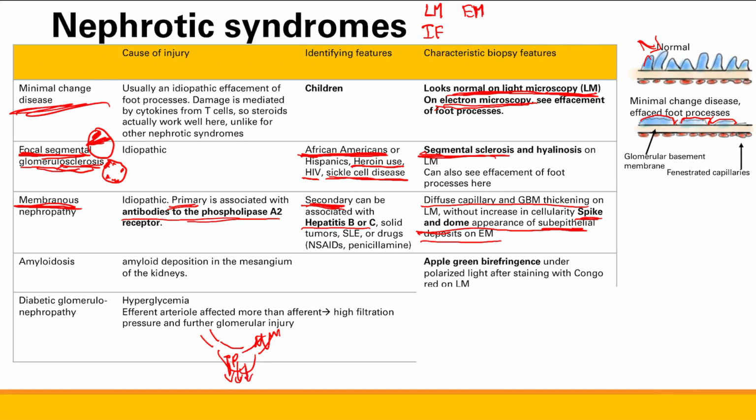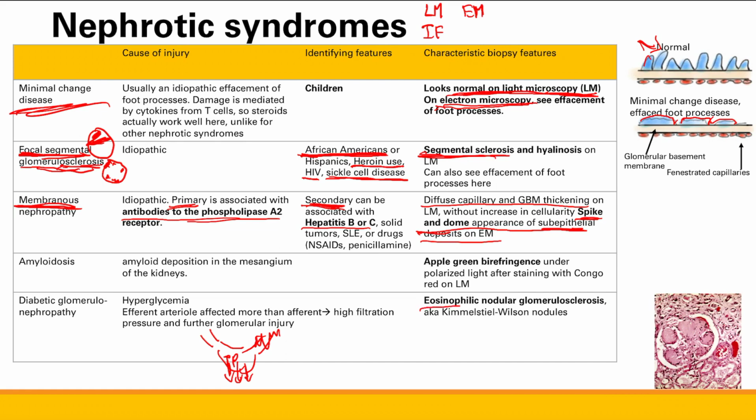The characteristic feature here, and this is a gimme if you ever see this, is eosinophilic nodular glomerulosclerosis. So it's sclerosis in a nodular circular shape, and you can also call this a Kimmelstiel-Wilson nodule. If you ever see this picture right here, it's 100% diabetic glomerular nephropathy. You see it's eosinophilic, glomerular sclerosis, nodular. Just basically recognize that picture and know that's diabetic glomerular nephropathy.